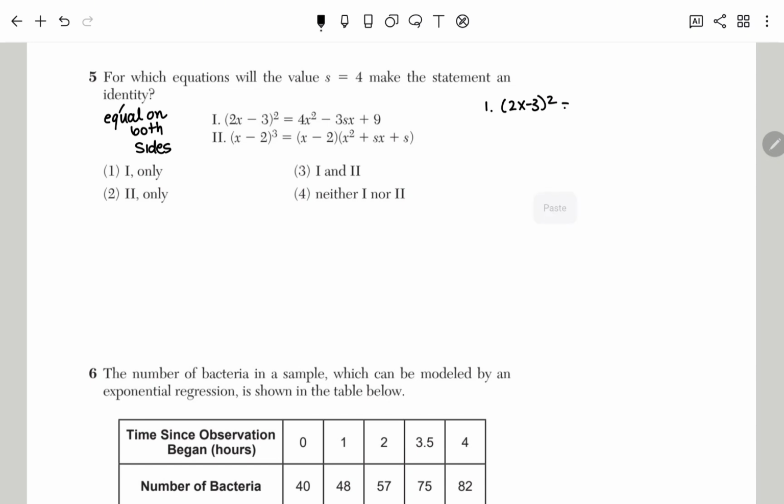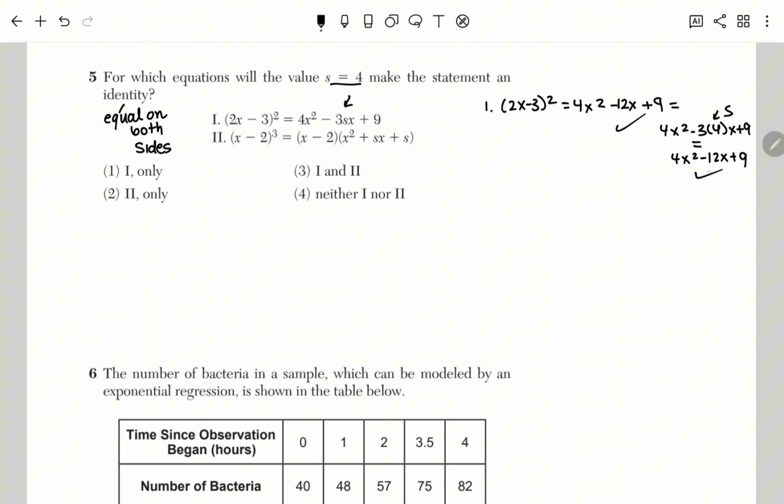So, 2x squared is just 4x squared. And then 2x times -3, that's going to be -6x times 2 is -12x. Then -3 squared is 9. Now, they're saying that they're substituting s for 4. So it's equal to 4x squared minus 3 times 4x plus 9, because this is my value of s. And if I simplify this, I'm going to get 4x squared minus 12x plus 9.